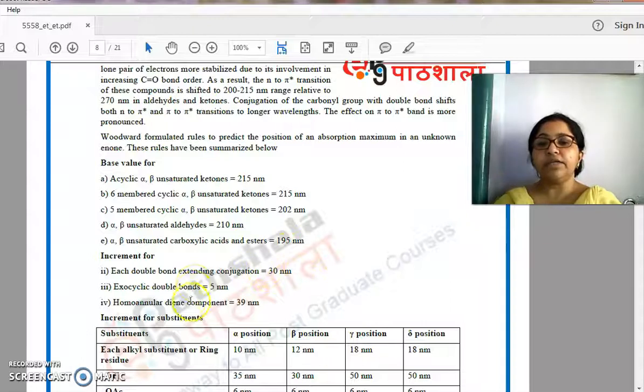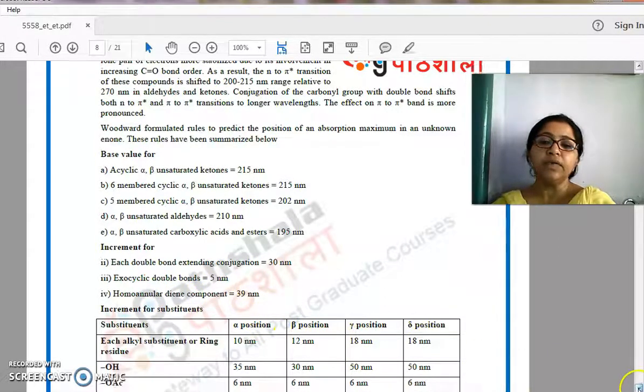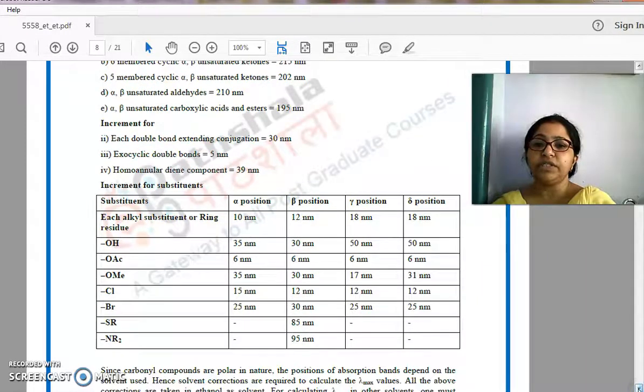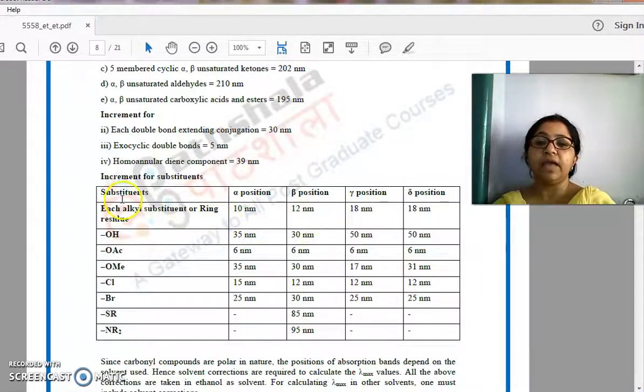Okay. Now the increments: what is the addition? If there is a double bond extension, it is 30. If there is an exocyclic double bond, it is 5. If it is a homoannular diene component, it is 39. Now, since you are having a ring, where is the position? If an alkyl substituent or ring residue is in the alpha position, it is 10. If it is in the beta position, it is 12. Gamma position, it is 18. Delta position, it is 18. Similarly, if the substituents and positions change, accordingly the increments will also change.